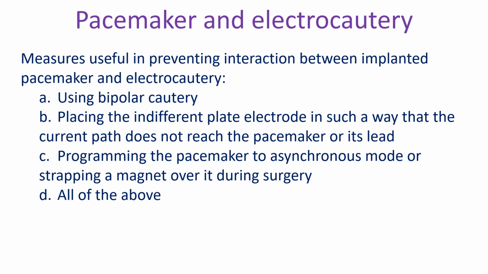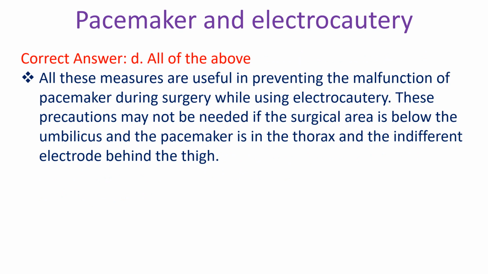Measures useful in preventing interaction between implanted pacemaker and electrocautery. A. Using bipolar cautery. B. Placing the indifferent plate electrode in such a way that the current path does not reach the pacemaker or its lead. C. Programming the pacemaker to asynchronous mode or strapping a magnet over it during surgery. D. All of the above. Correct answer D. All of the above.